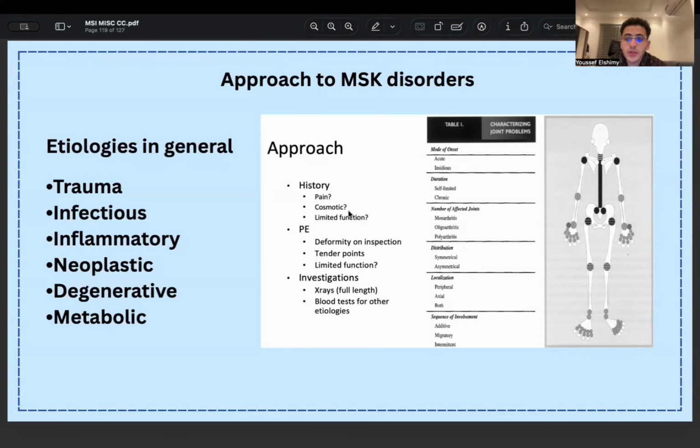So based on history, you know more about the chief complaint, and not only that, you form differentials as well, as you know more what could be the underlying etiology for this MSK problem. So we ask also about a lot of things, including the onset, whether it's acute or insidious, the duration, is it self-limited or chronic?